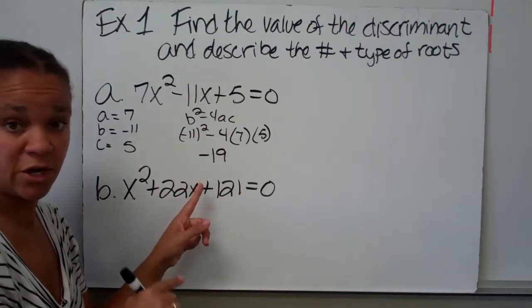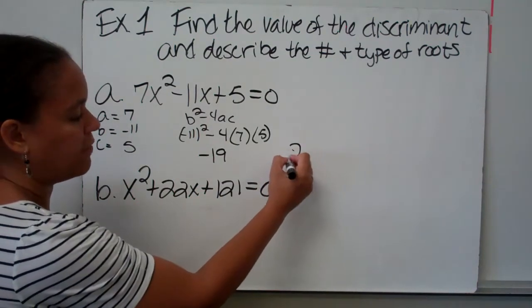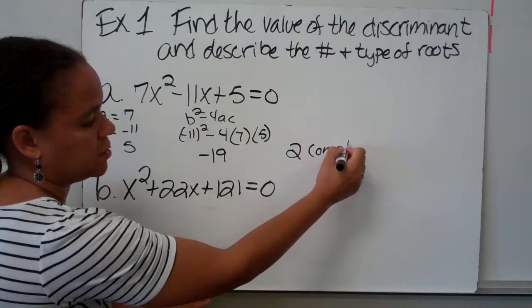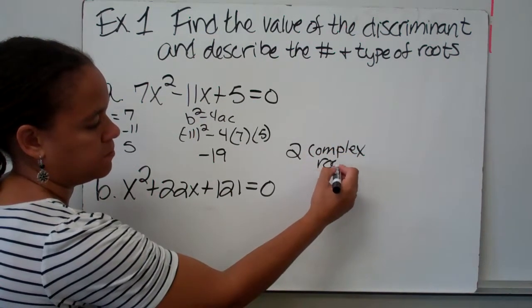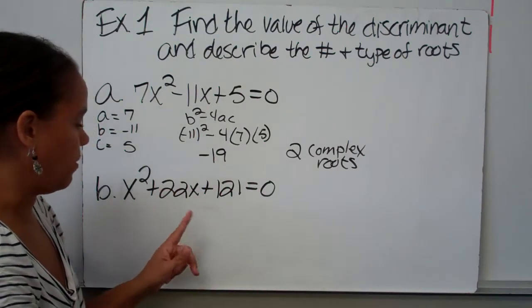Because it's negative, look at your chart and you'll see because it's negative, we know it's not going to cross the x-axis. So we're going to have two complex roots. You could have said two complex solutions, either way.